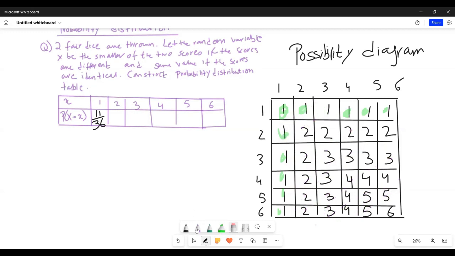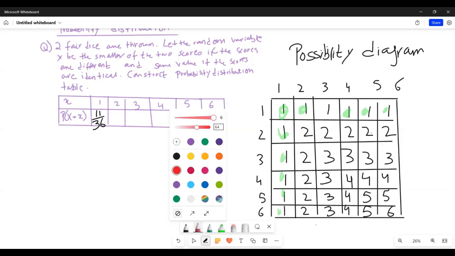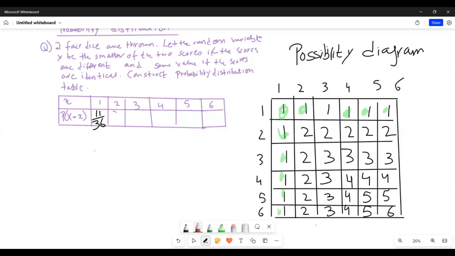Okay, that helped. Then how many 2s are there in the data? 1, 2, 3, 4, 5, 6, 7, 8, 9. So the probability is going to be 9 by 36. Then how many 3s? 1, 2, 3, 4, 5, 6, so 7, in fact. This and this. So 7 over 36.